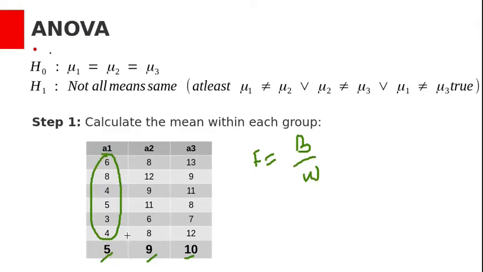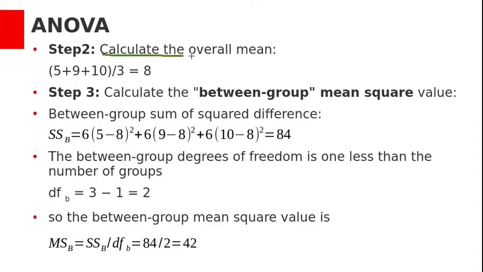Here it is 6. Then you will get this mean value, and we need to calculate the overall mean. 5 plus 9 plus 10 by 3. The overall mean of all these 3 means is 8. Now we know the overall mean, so we can calculate between group variance and within group variance. Let's calculate the between group mean square value.